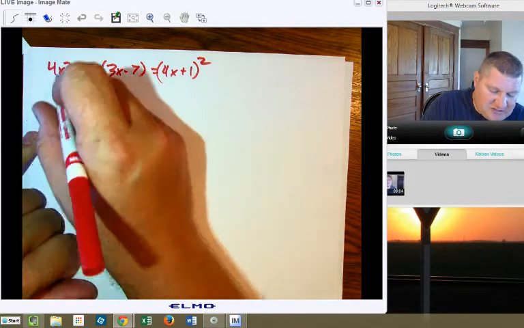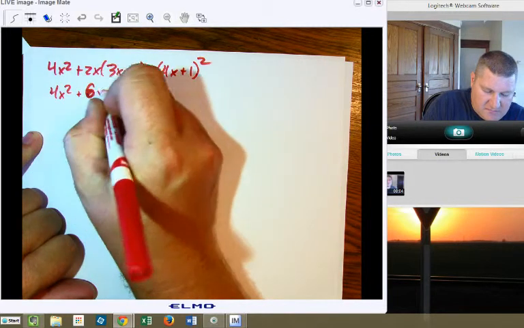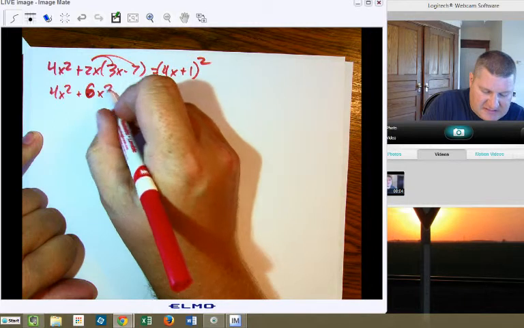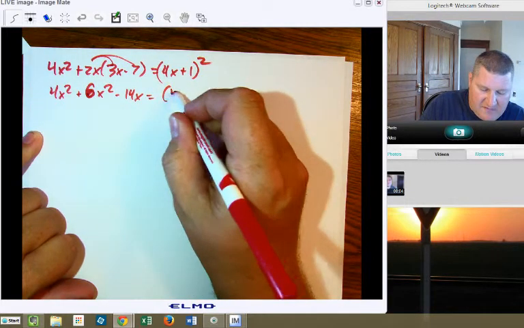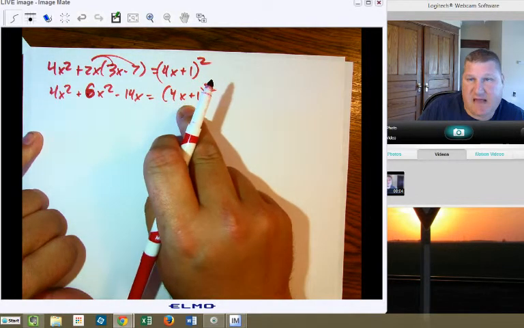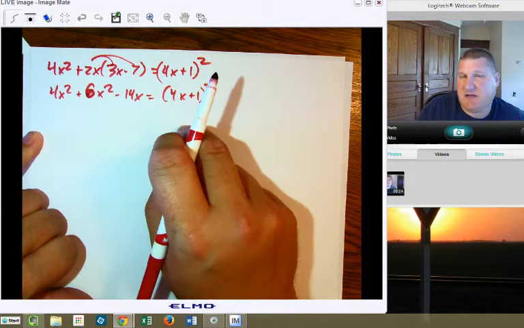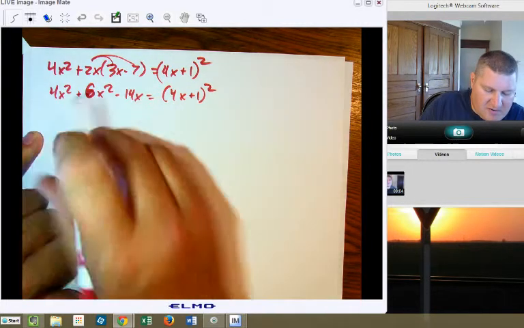First things first, I would probably suggest that we distribute this term to each piece. So I get 6x squared minus 14x equals (4x plus 1) squared. Now, I was really tempted to FOIL this out and multiply that out. I'm not going to do that yet. I want to do each step as an individual piece. So I'm not going to mess with that yet.